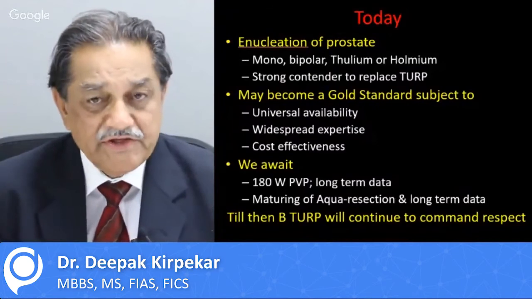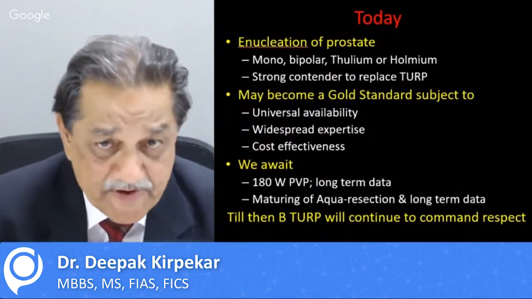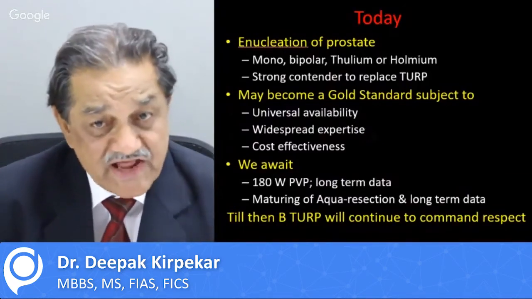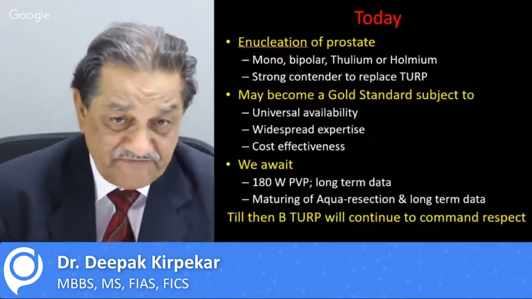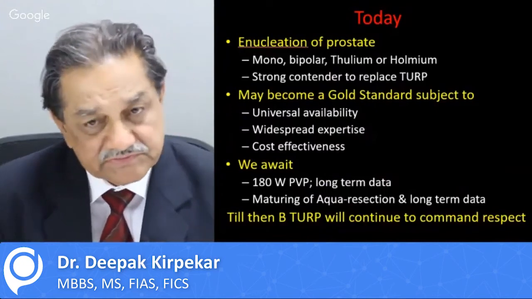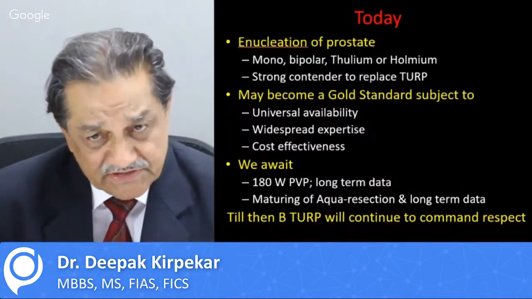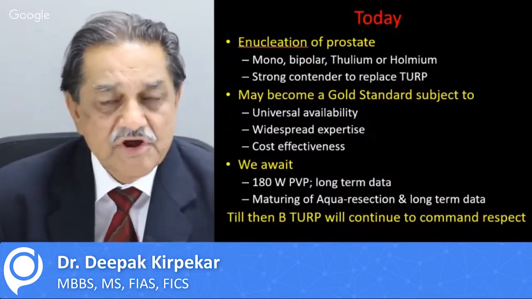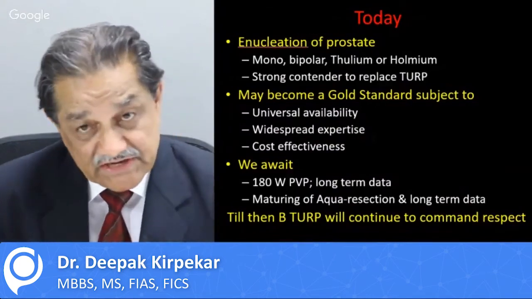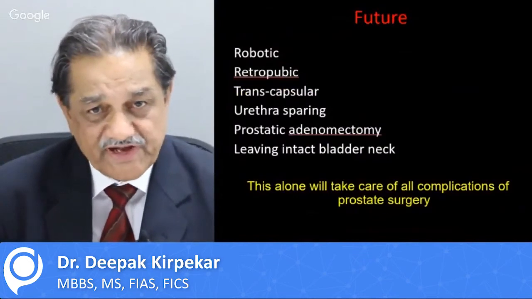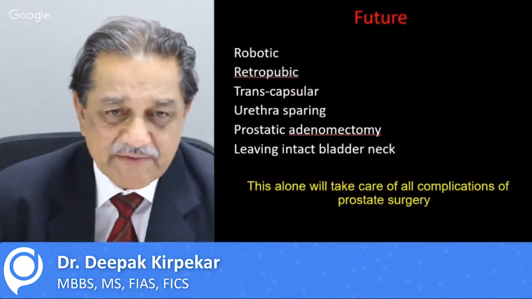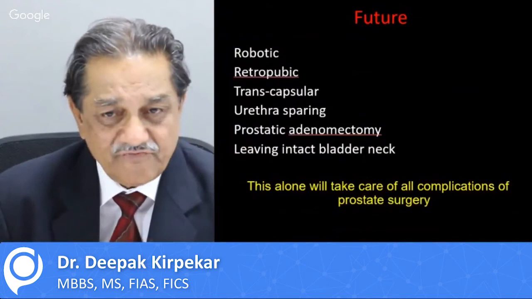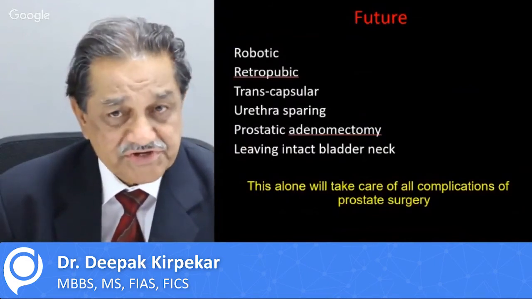So today, enucleation of the prostate is more preferred, and it's a strong contender for TURP, but it will depend upon universal availability, widespread expertise, and cost effectiveness. We'll wait for 180 watt vaporization to tell us the long-term results of 5 years. Till then, a TURP, whether monopolar or bipolar, will continue to command the respect which it has had from 1940 till now. The future is very likely to be a robotic, retropubic, transcapsular, urethra-sparing prostatic adenomectomy, leaving the bladder neck intact. This alone will take care of all complications of prostate surgery.